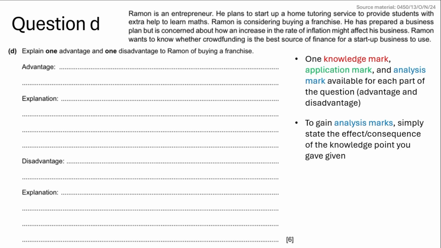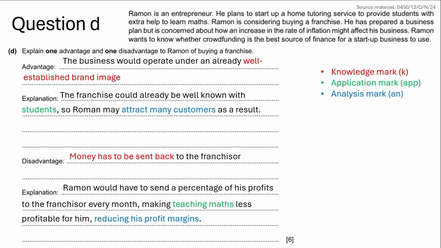Let's look at the examples. The advantage given is the business would operate under an already well-established brand image. That's your knowledge mark. Straightforward. And then the explanation, you include your analysis mark and application, of course. The franchise could already be well known with students. Students is the application. It is found in the case study somewhere up there. So Ramon may attract customers as a result.